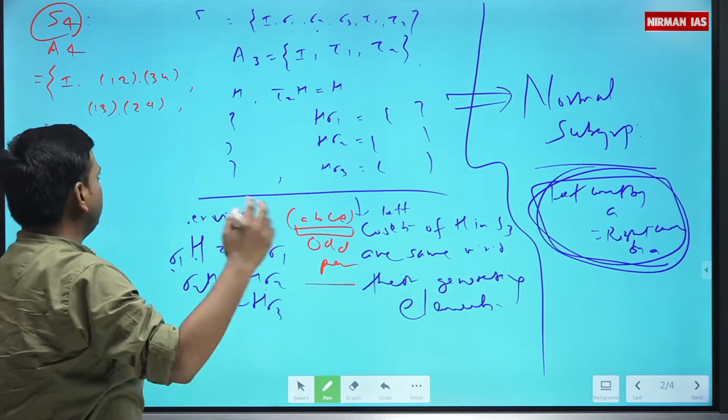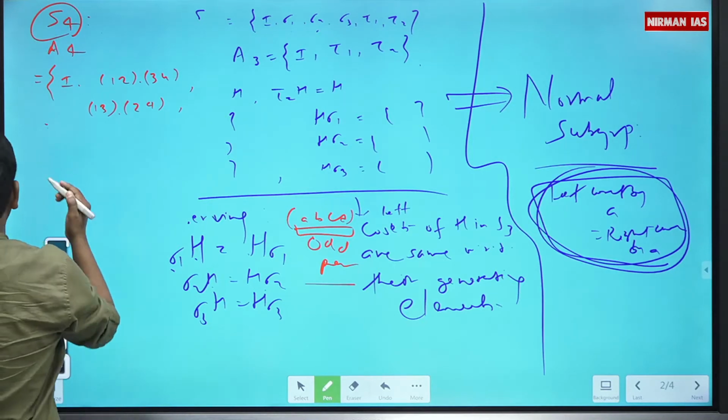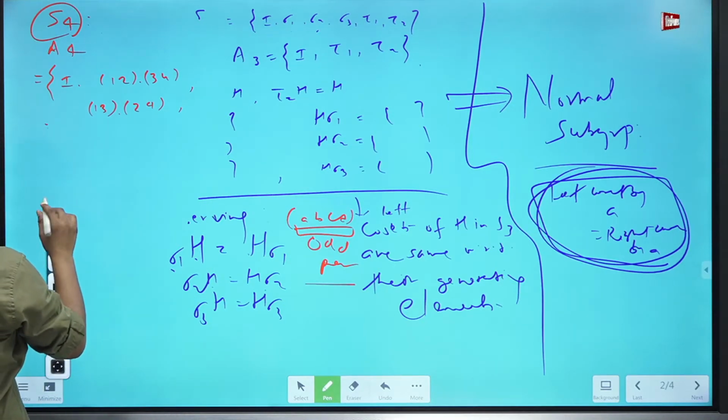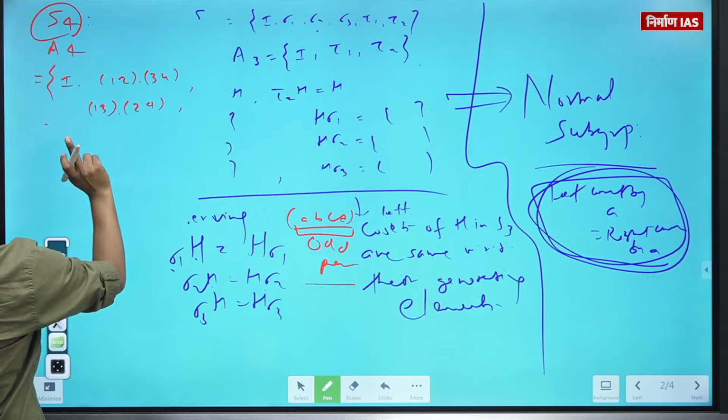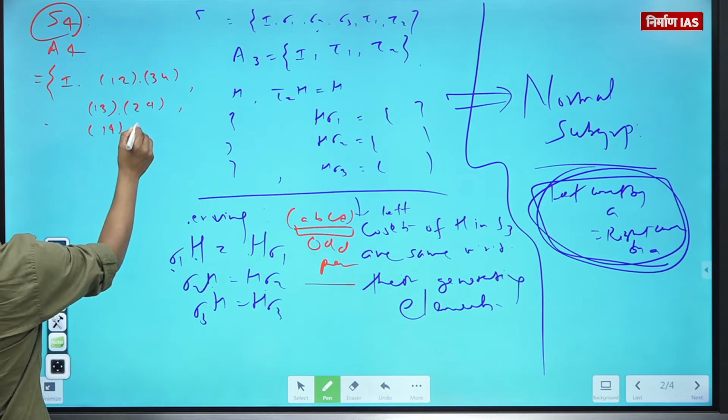So in this manner, only these 2 points you have to keep in your mind and you can form this A4. So what is A4 here? (1 2 3 4) we have written. (1 3 2 4) we have written. (1 4 2 3).